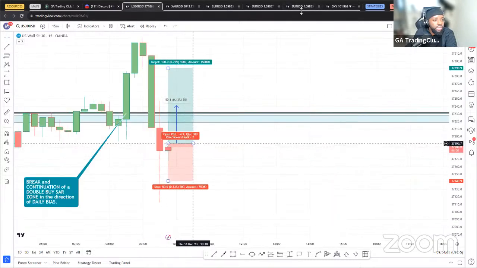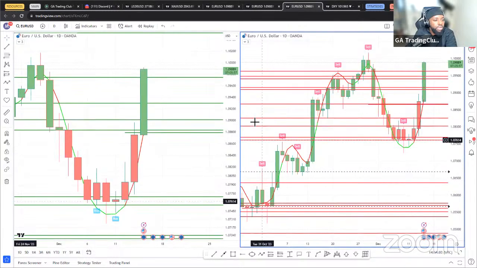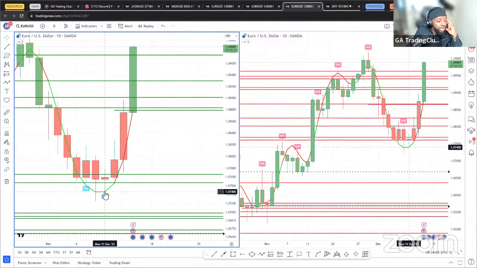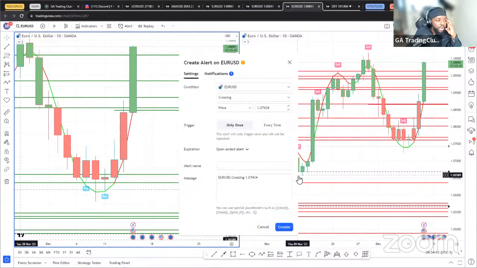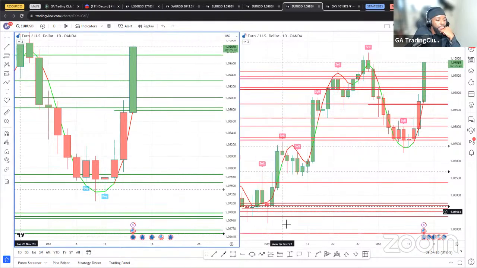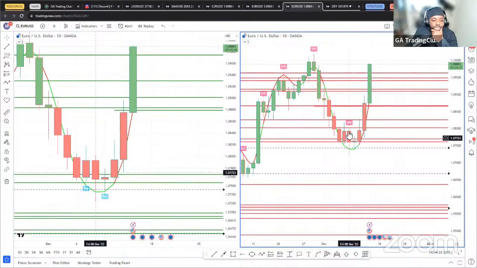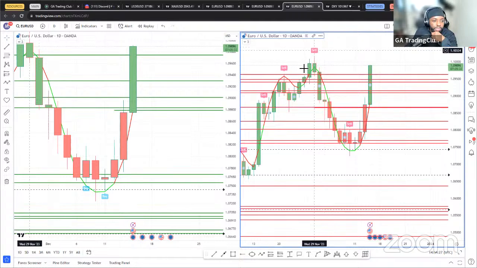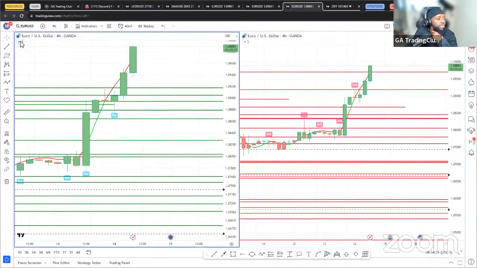So US 30 is in slight drawdown. All right, so EU on the daily time frame, this is a valid momentum buy right here, but price has to come back all the way down here. So I'll go ahead and add an alert here: daily buy momentum. For the sell, this sell was already triggered, but price moved up. This sell is invalid. Okay, then we move down to the 4-hour and 1-hour time frames.